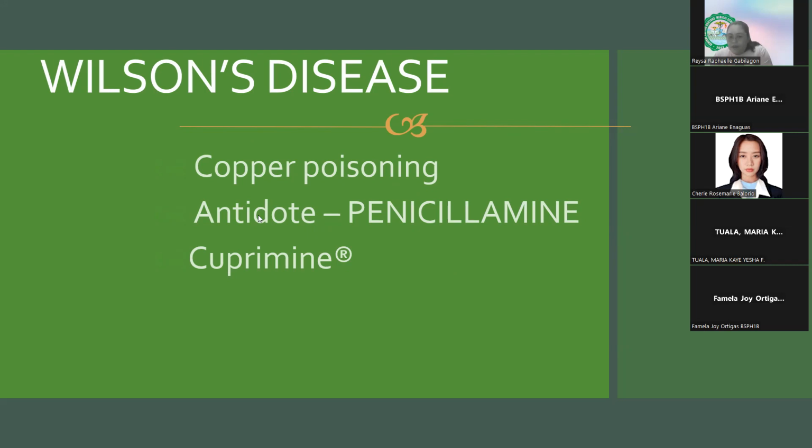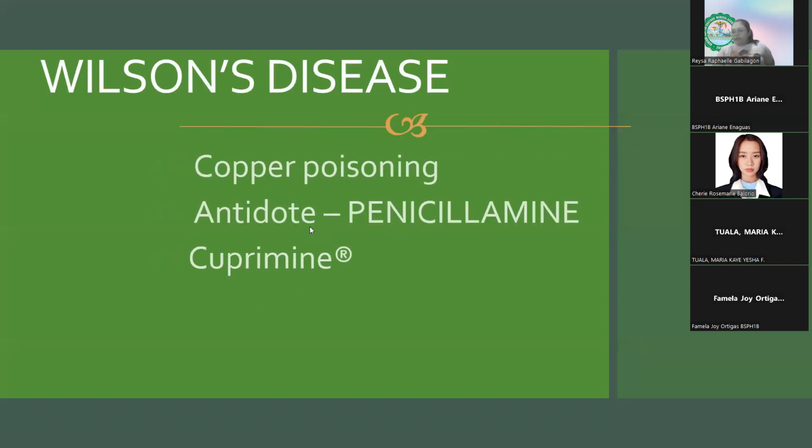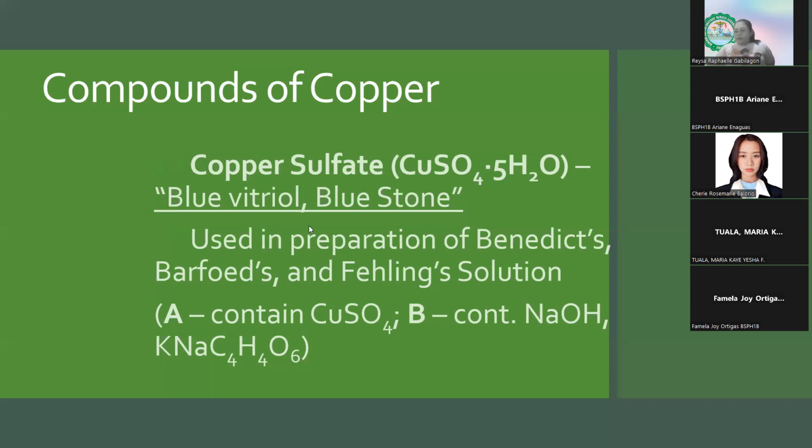But however, we have an antidote for this. Most of our poisons have an antidote. This time, it's penicillamine. Cuprimine is a brand name. Okay? Cuprimine is a brand name, ha? The name of the antidote is really penicillamine. Okay? Now, let's move on to the compounds of copper.